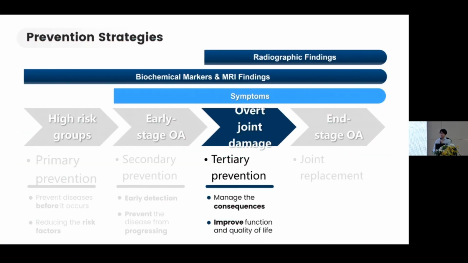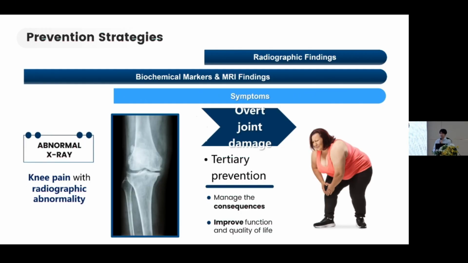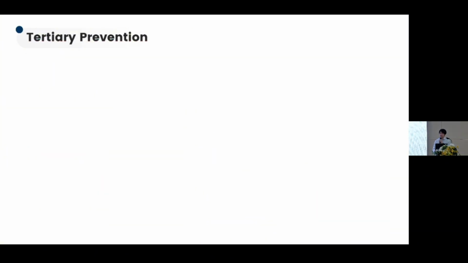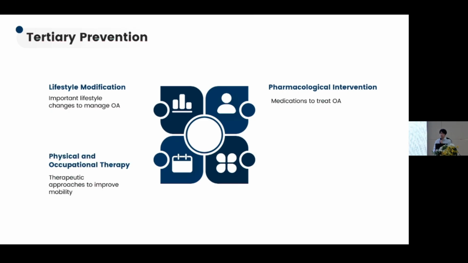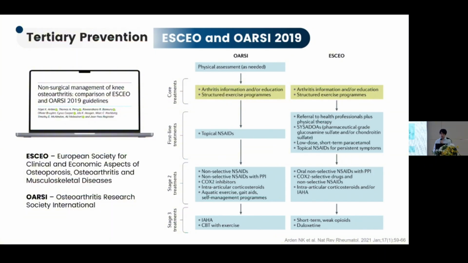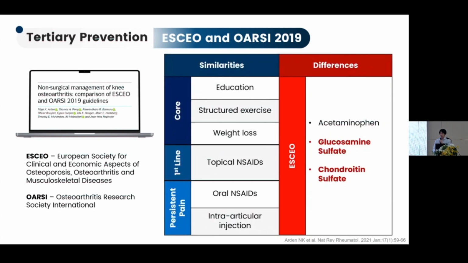Now, let's turn our attention to tertiary prevention, focusing on managing the consequences of established OA to improve function and quality of life. It includes lifestyle modification, physical therapy, pharmacological treatment, and interventions like joint replacement. This slide outlines recommendations from the ESCEO and OARSI guidelines for OA management. The core treatment and first-line therapy are the same. However, glucosamine sulfate and chondroitin sulfate are controversial between these guidelines.